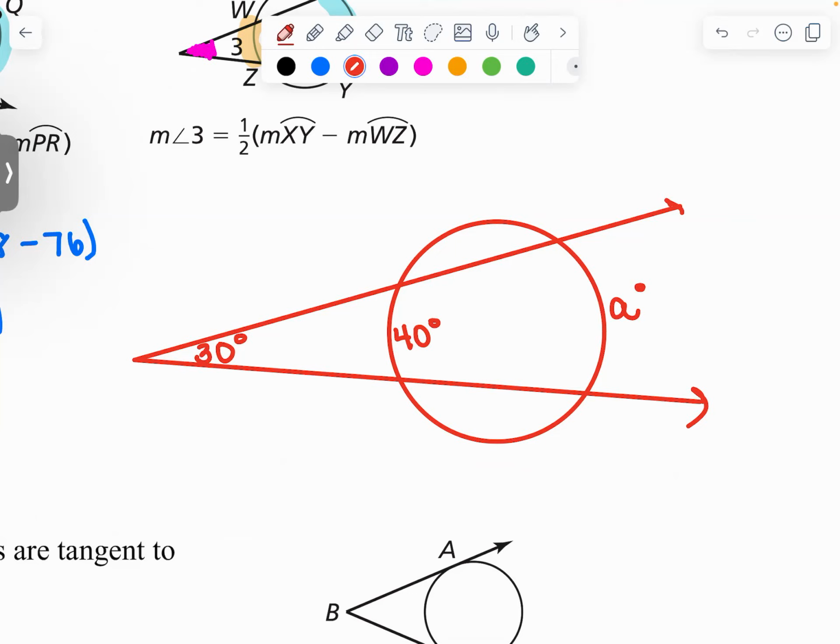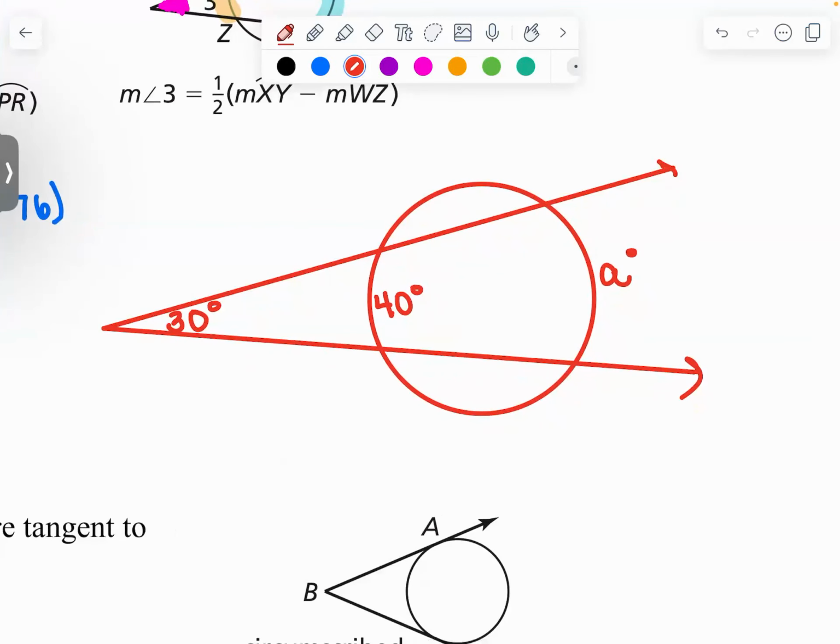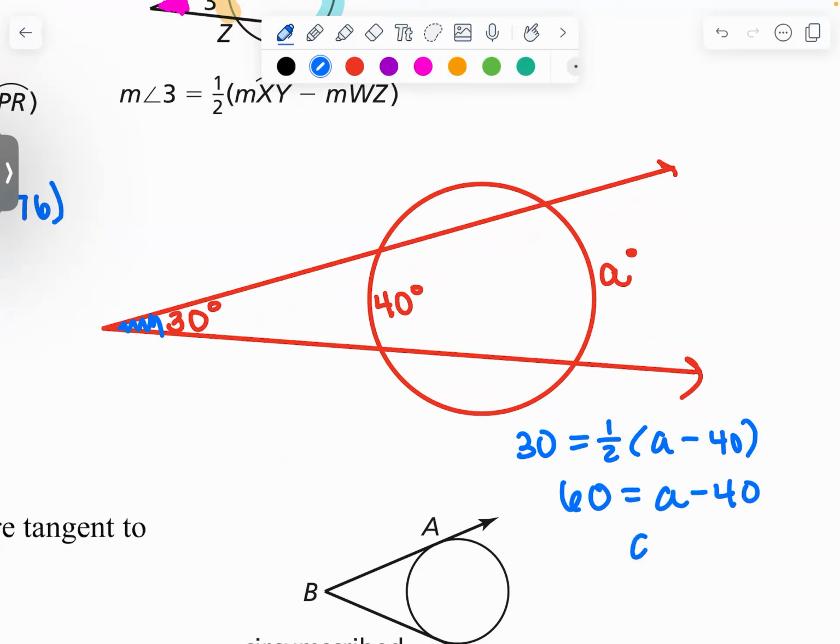All right, are we going to take 40 minus 30? No. What two numbers are we subtracting? Okay, we're taking A minus 40, cutting that in half to equal our angle on the outside, 30. So really we have 60 equals A minus 40. So A would be 100.